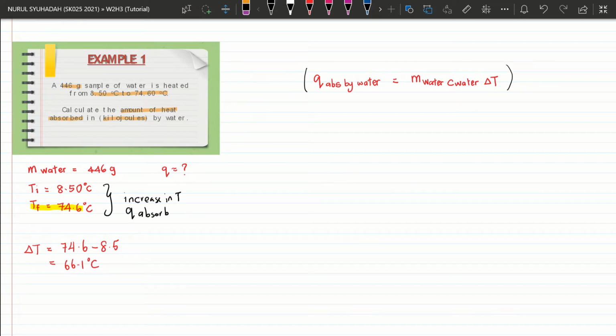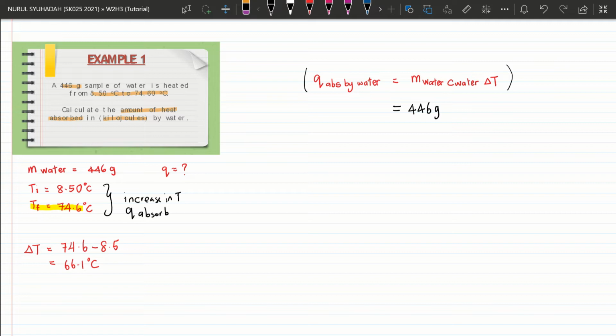Once you have all the information here, please make sure that you write down your equation as detailed as I did. So Q absorbed, who absorbed the heat? For this question, Q absorbed by water. Since we are talking about water, the mass must belong to water. The specific heat capacity must also belong to water, and the delta T, of course, must be for the water. So the mass of water given is 446 gram, and you need to make sure that it is in grams.